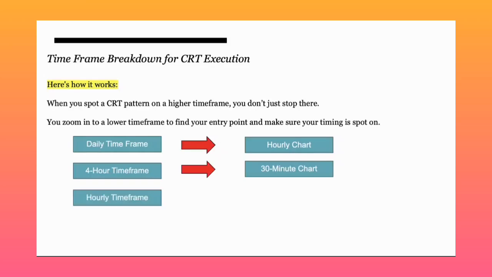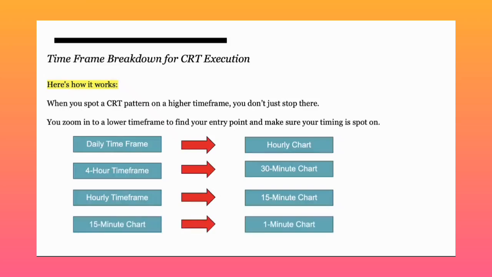For a CRT on the hourly chart, you'd want to zoom into the 15-minute chart for more precise entries. Some traders recommend using the 5-minute chart, but in my experience, combining the hourly and 15-minute time frames provides great results. And finally, if you're analyzing the 15-minute chart, the 1-minute time frame is where you'll find those quick scalp opportunities.